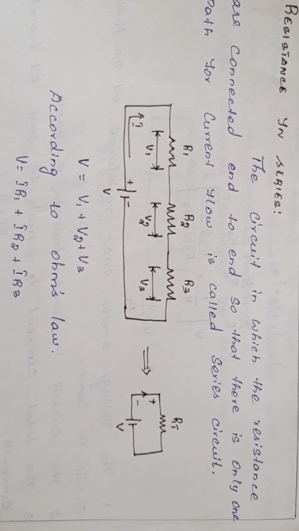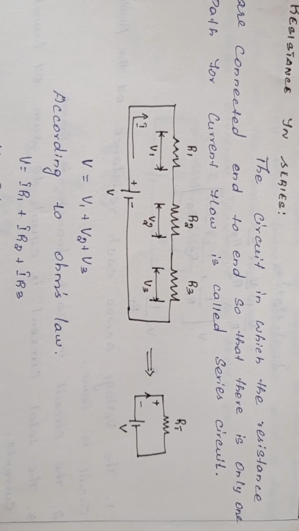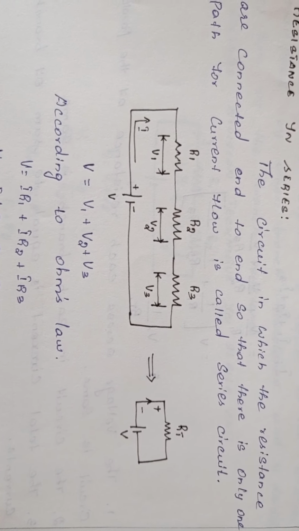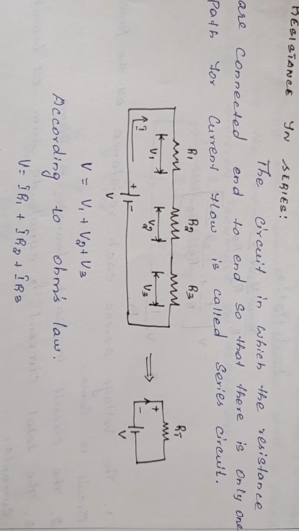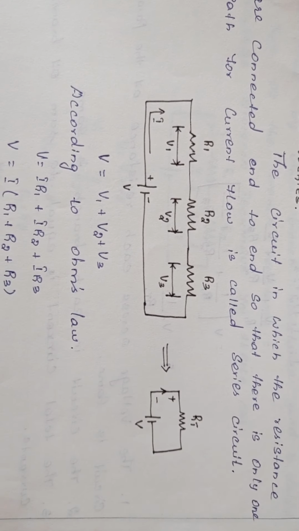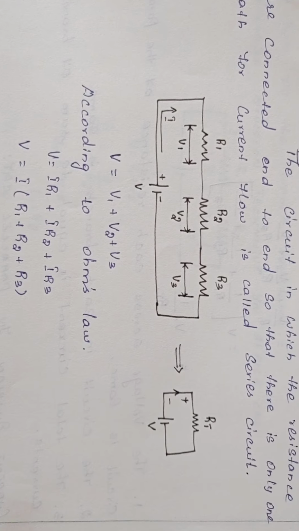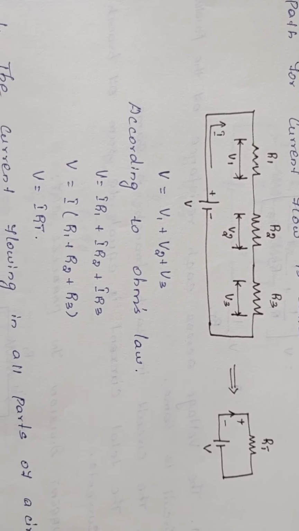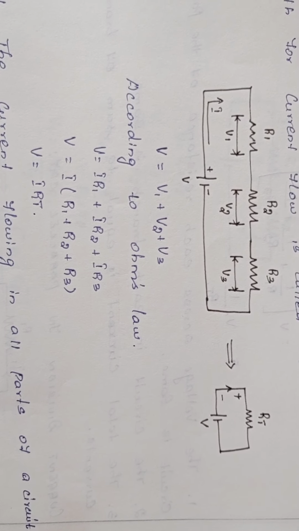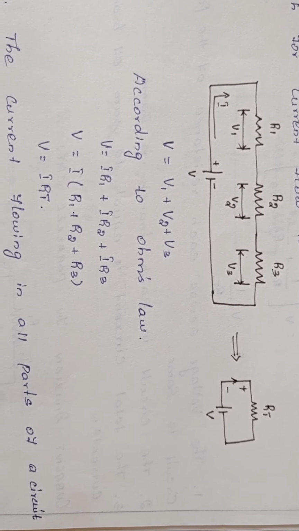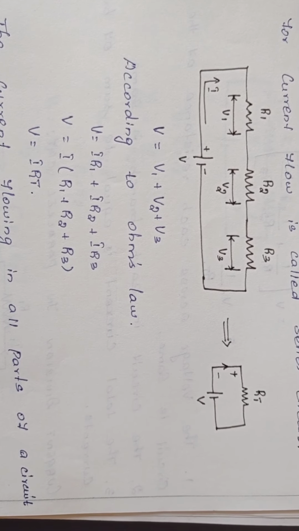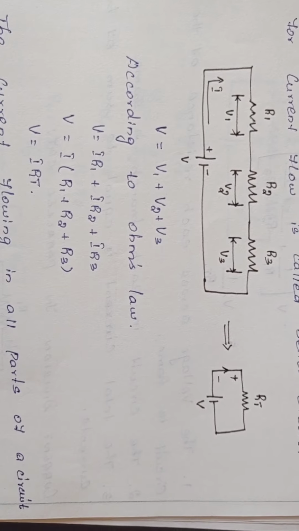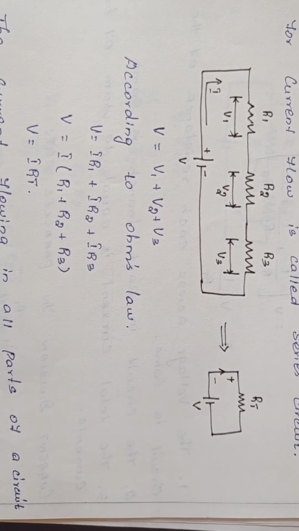Let us consider R1, R2, R3 to be the resistances connected in series. V is equal to V1 plus V2 plus V3. According to Ohm's law, V is equal to IR1 plus IR2 plus IR3. V is equal to I, taken as common, into R1 plus R2 plus R3. Therefore, V is equal to I into RT, where RT is the total resistance.